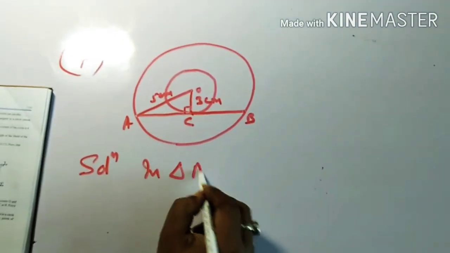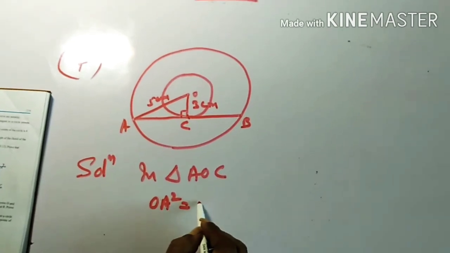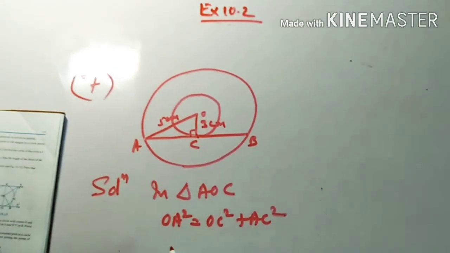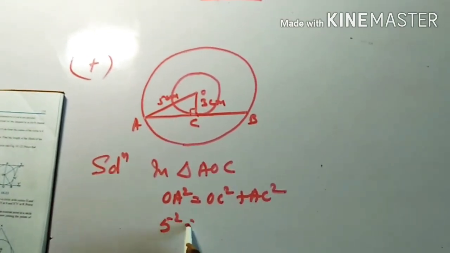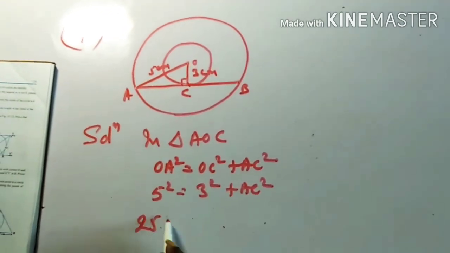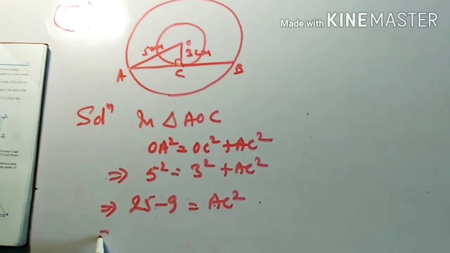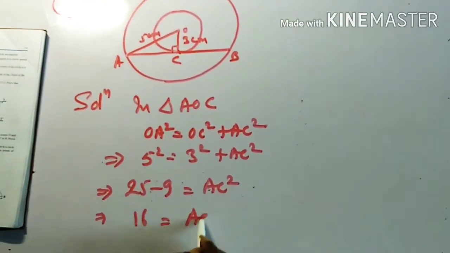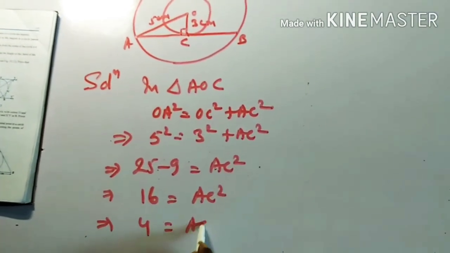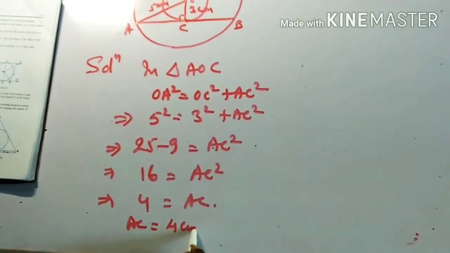In triangle AOC, by the Pythagoras theorem, OA square is equal to OC square plus AC square. You all know about it. 5 square is equal to 3 square plus AC square. 25 minus 9 is equal to AC square. So 16 is equal to AC square. So 4 is equal to AC. That means AC is equal to 4 centimeter.